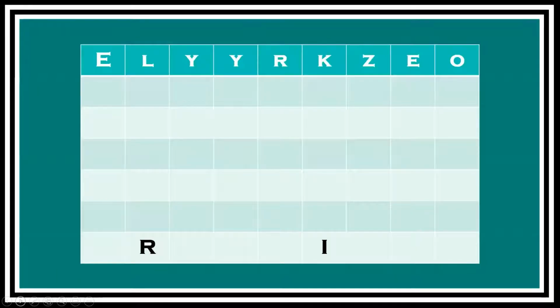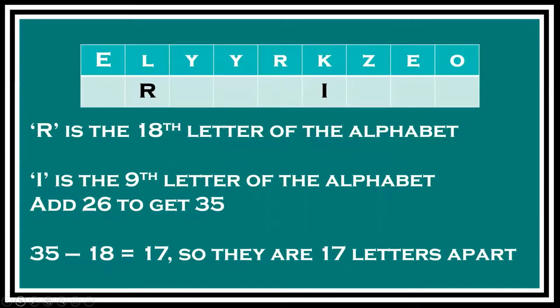So how does the Affinicionado challenge work? You are given 2 letters of the decoded message. From this, you will need to figure out the multiplier used in encrypting the message. Here, the 2 letters of the original message we are given are R and I. R is the 18th letter of the alphabet and I is the 9th letter of the alphabet.